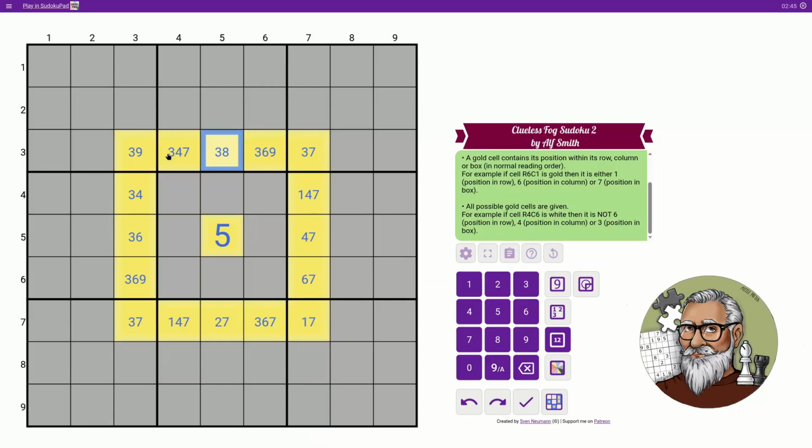I don't see. Well, right. 1, 4, 7, 4, 7 and 1, 7 is a triplet, so these can't be 7 anymore. That would be a 6, and that would be a 3. Right, this becomes an 8, this becomes a 9, this becomes a 6, and this is just not a 3.